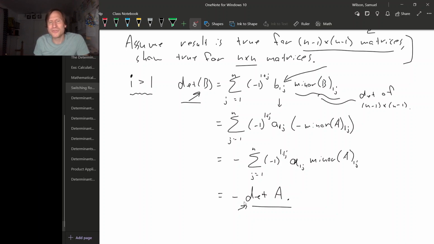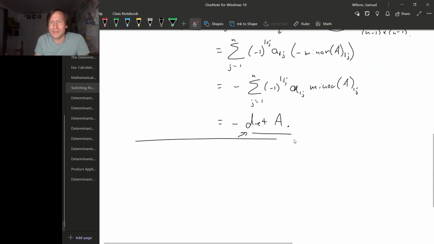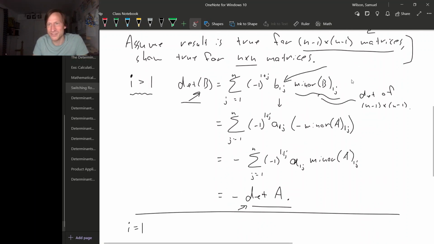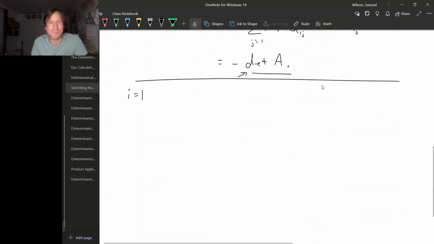So now we need to prove that this is true if the row that you're switching is the first and the second row. And this is tricky. You can see ahead of time that this is going to be tricky because the first case was easy, because the row switching was happening in the minor. But if we switch the first and second rows, we're switching the entries that show up in front with entries that show up in the minor. And that's going to be a lot harder to keep track of. But we can do it.